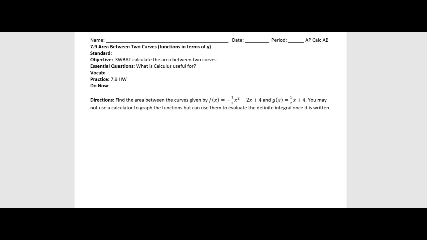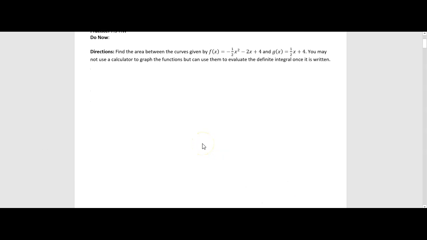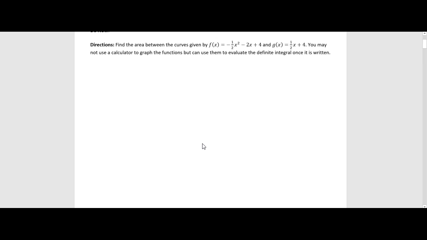To get us warmed up, let's do a little review problem from yesterday. It says find the area between the curves given by f of x and g of x. Those functions are written down for you up there. You're not going to use a calculator to graph the functions, but I will let you use a calculator to evaluate the definite integral once it's written. So we're not going to make you do all the algebra by hand as far as substituting and simplifying, etc. So set it up by hand, and then you can evaluate using a calculator. Pause the video and give it a shot.